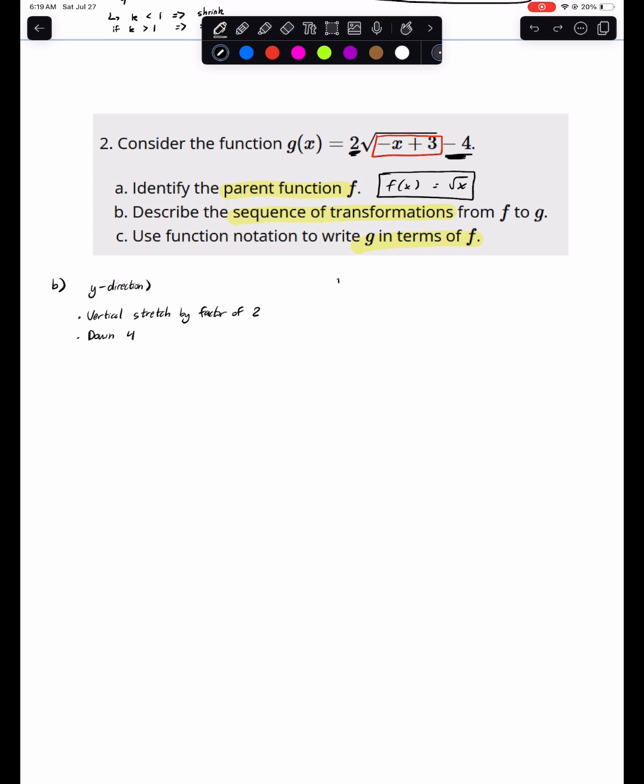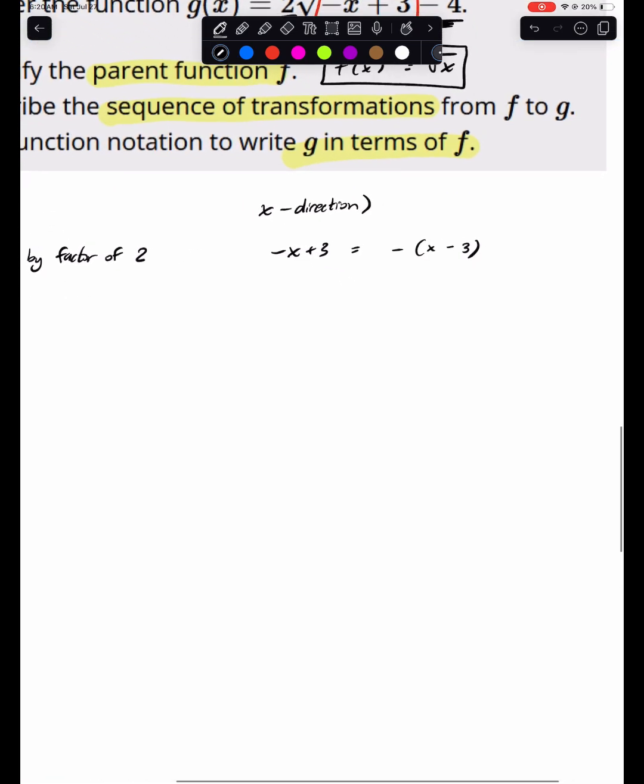Let's see. Okay, so for the x direction, we have this negative x plus 3, right? So we can rewrite this as negative of x minus 3, all in parentheses, right? But now you would think, oh, we would do this transformation first, and then the negative, right? This is wrong. For x, everything's flipped. So you actually go in reverse of the order of operations. So this is actually your first operation, and then this is your second operation.